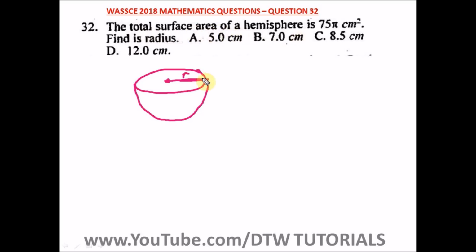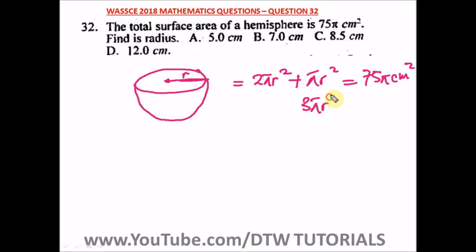We are told the total surface area of the hemisphere, and remember the total surface area of the hemisphere is the curved surface area plus the circular surface area. The curved surface area of a hemisphere is 2 pi r square, and the circular surface area of the hemisphere is plus pi r square, which is equal to, we have been told, the total surface area, 75 pi centimeter square. So all we need to do is equate this together. In equating this, we have a 2 plus a 1. This is the same variable here, so we have 3 pi r square equal to 75 pi centimeter square.